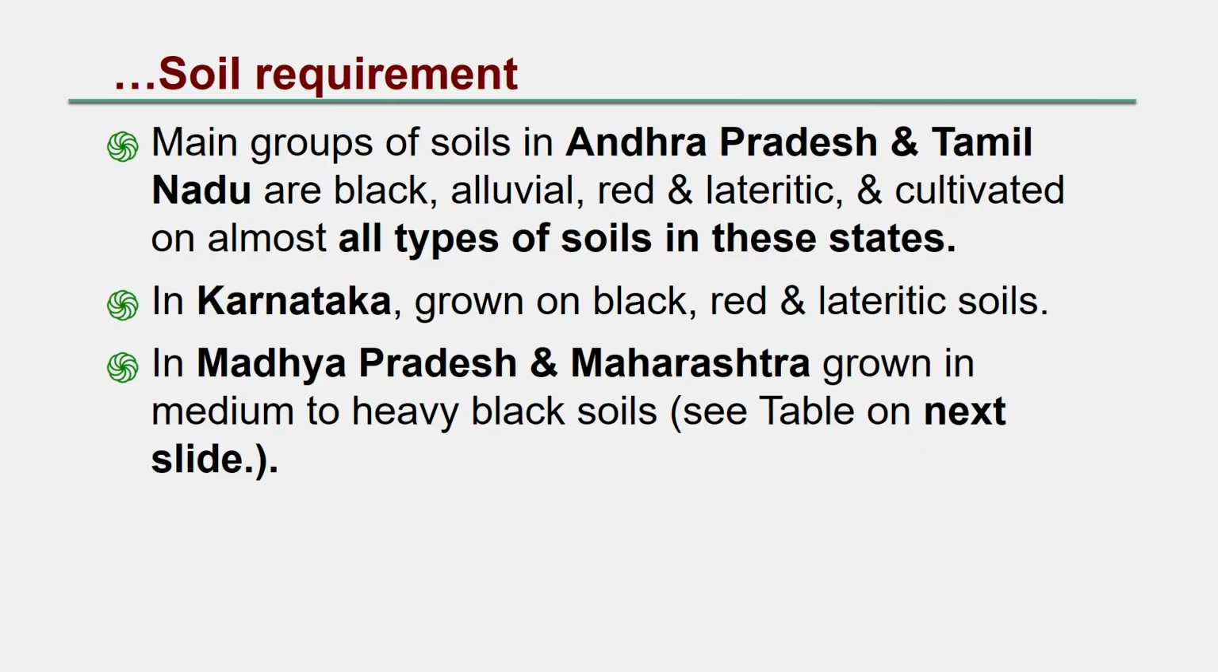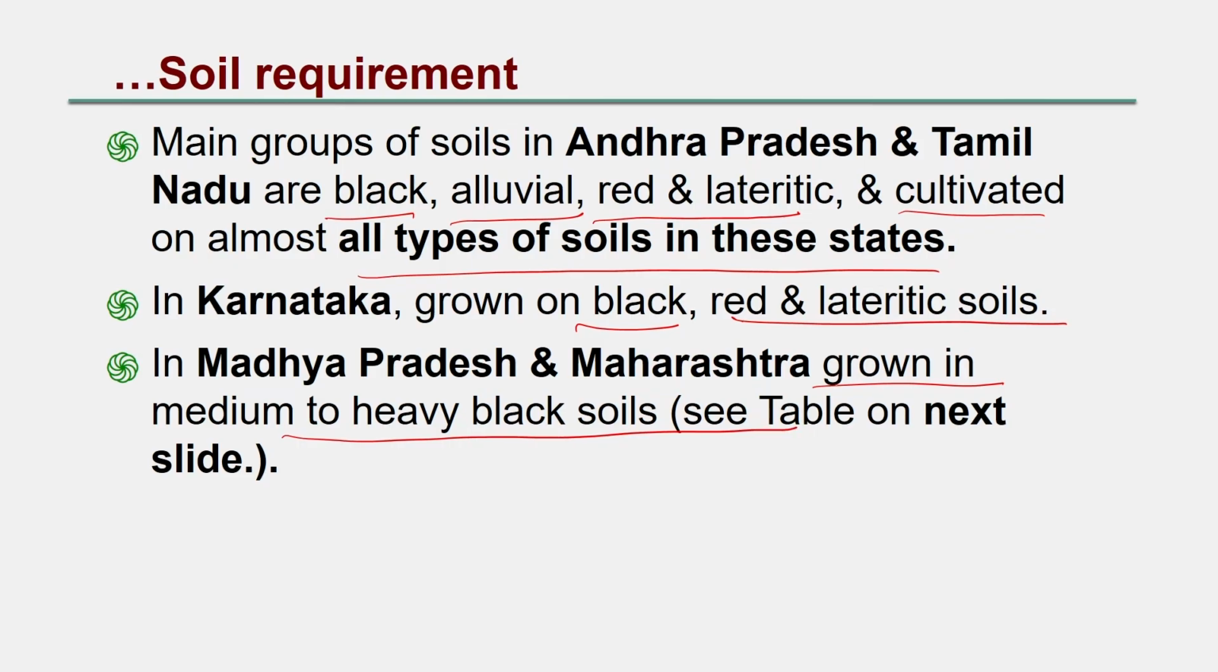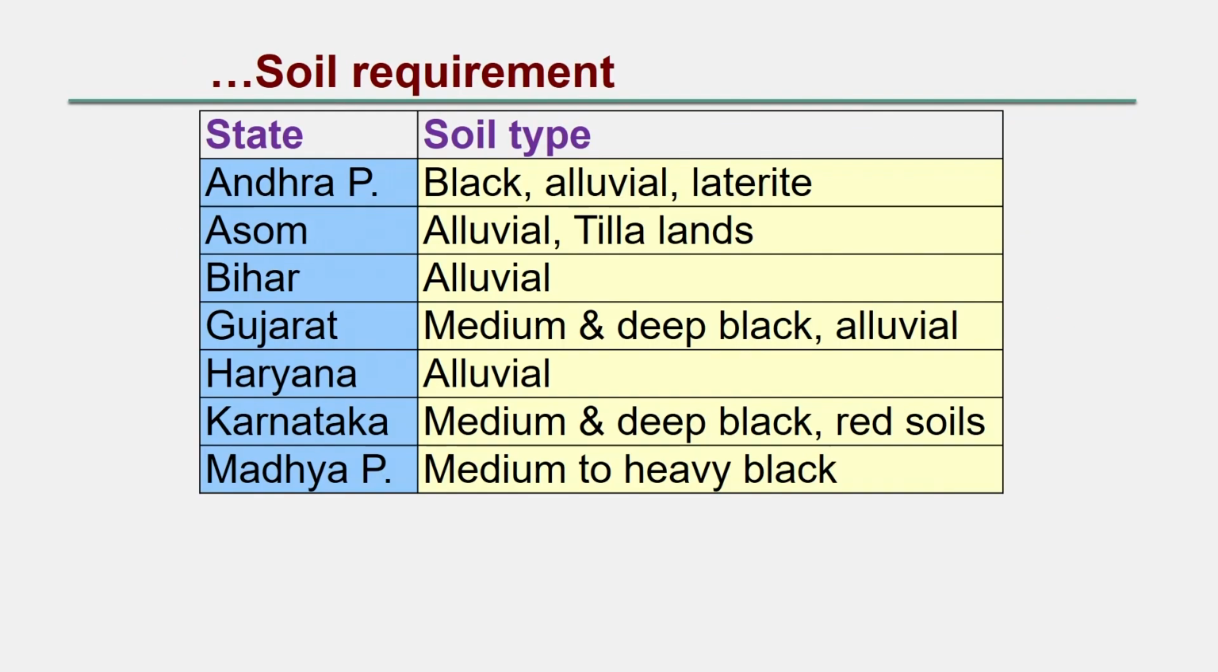Main group of soils in Andhra Pradesh and Tamil Nadu are black, alluvial, red and lateritic, and it is cultivated on almost all types of soil in these states. In Karnataka, it can be grown on black, red and lateritic soils. In Madhya Pradesh and Maharashtra, it is grown in medium to heavy black soils. So, we can see the details.